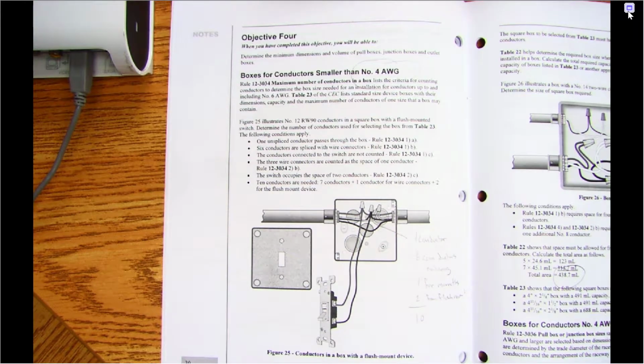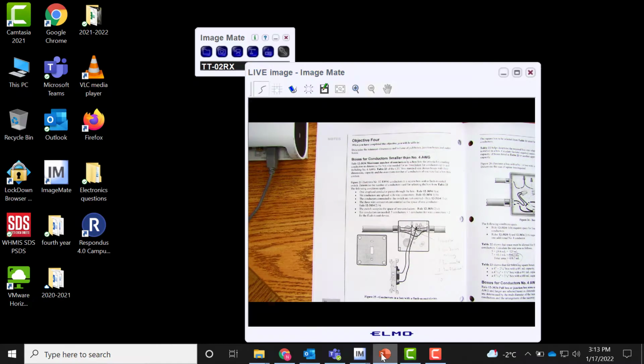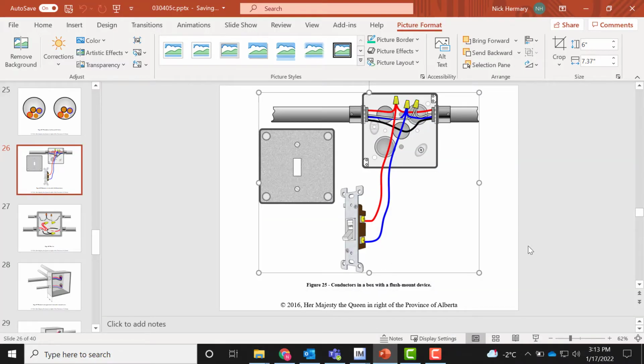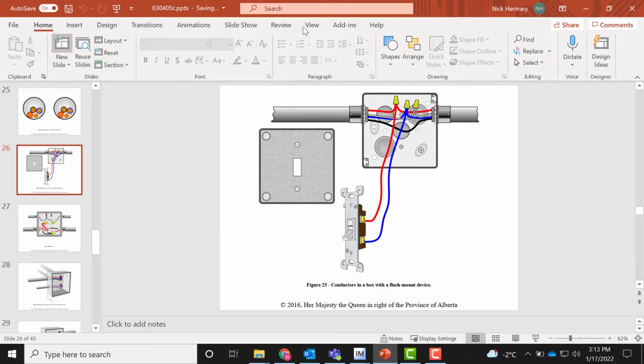Okay, so I'm just going to bring up this picture here. This is the same picture, it's just in color, so it does help out quite a bit, I find. So the first one says, one unspliced conductor passes through the box. So that's this black one here. Okay, and it says read 12-3034 1A. Basically it says an insulated conductor running through a box with no connection therein shall be considered as one insulated conductor. Okay, and we're only counting insulated conductors.